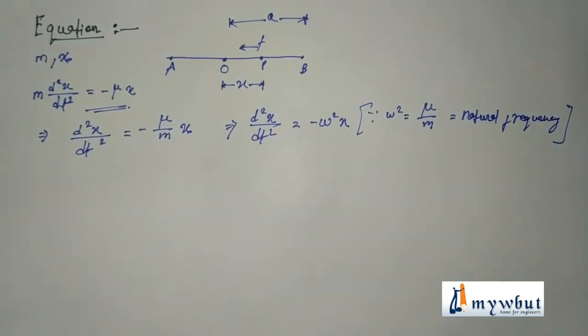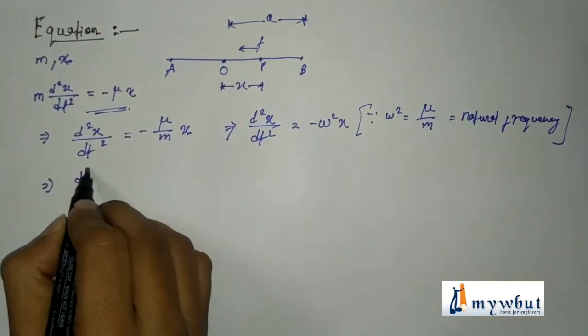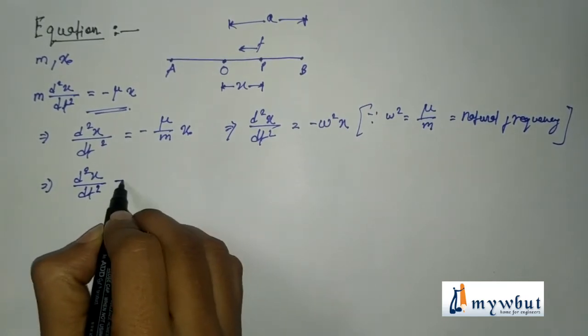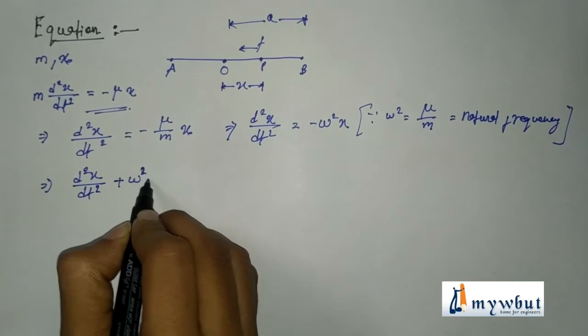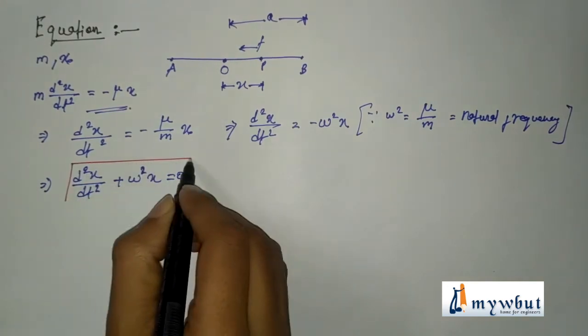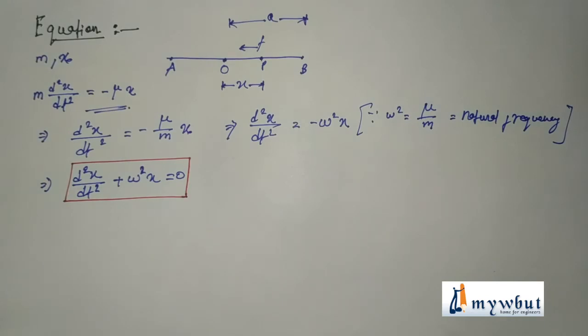So we can write it in terms of omega. So what does the final equation become? It becomes d squared x by dt squared plus omega squared x is equal to 0. So this is the equation that we are getting from the consideration we have made as simple harmonic motion.